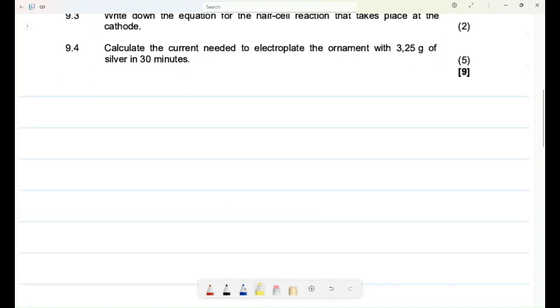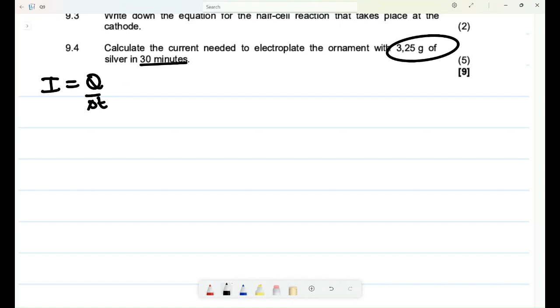Now, calculate, this is very interesting. Calculate the current needed to electroplate the ornament with silver. Remember, at the end of the day, how do I calculate current? Current is equal to Q divided by change in time. I'm given time. Current is what I'm looking for. How can I find charge? Okay, now I'm given what? I'm given the mass.